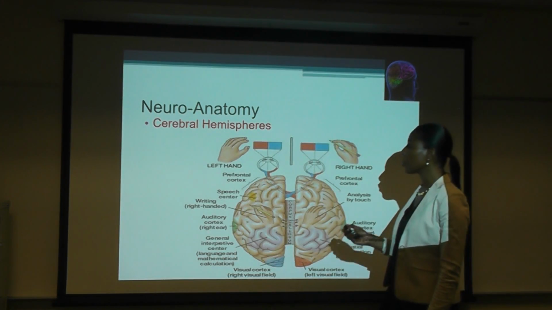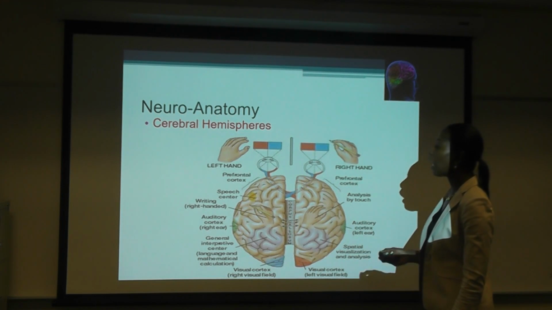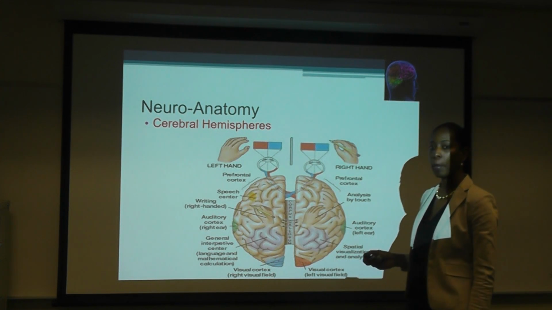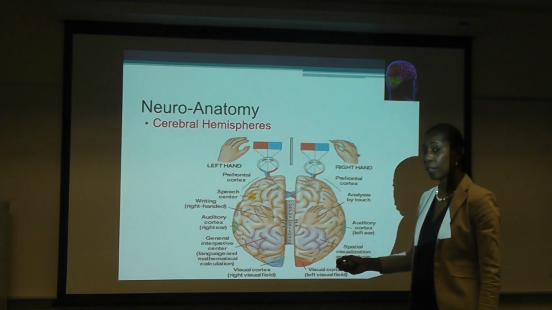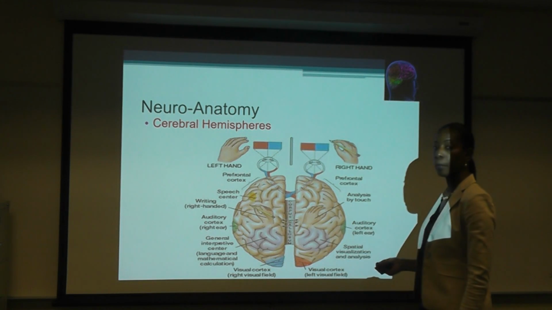Okay? So these are the two cerebral hemispheres. We have a right cerebral hemisphere and a left cerebral hemisphere, okay? Remember, the right hemisphere controls movement for the left side of the body. The left hemisphere controls movement for the right side of the body, okay?